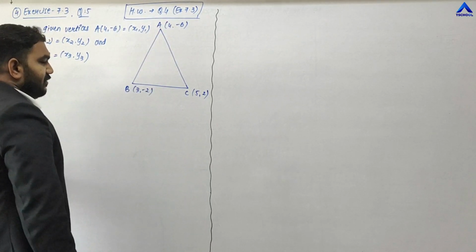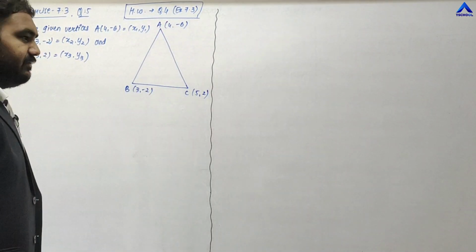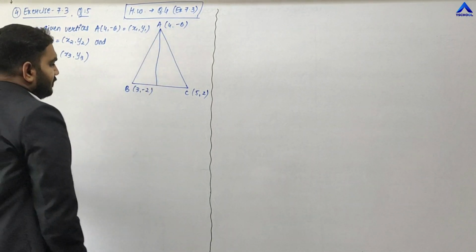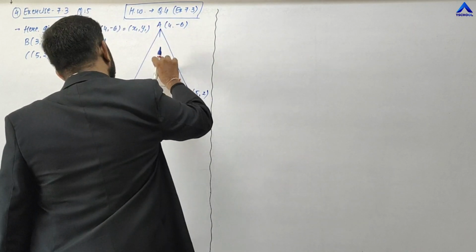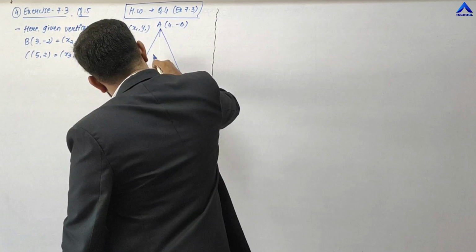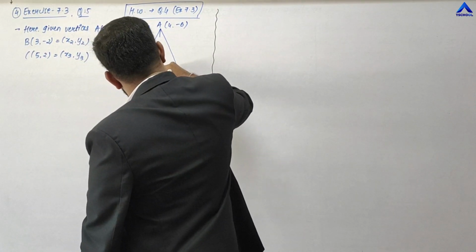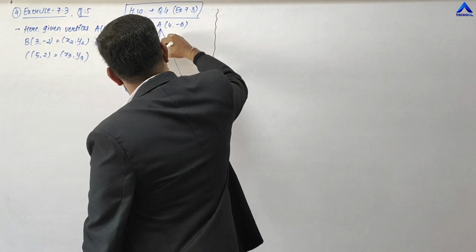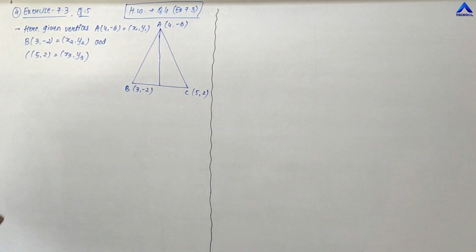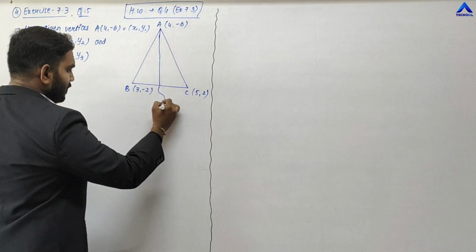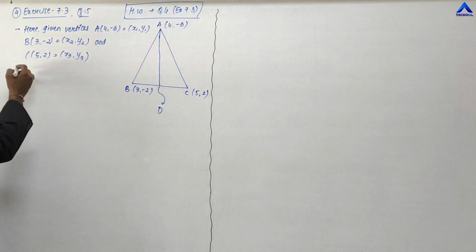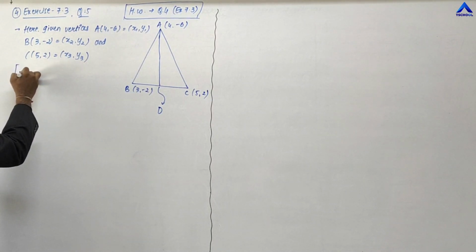Now we know that a median divides this triangle into two areas, so we need to draw a median here. Friends, it will be a straight line, sorry, my mistake. So this is the median of this triangle. Let me name this as D. Now you know what a median is, so let me write down median.